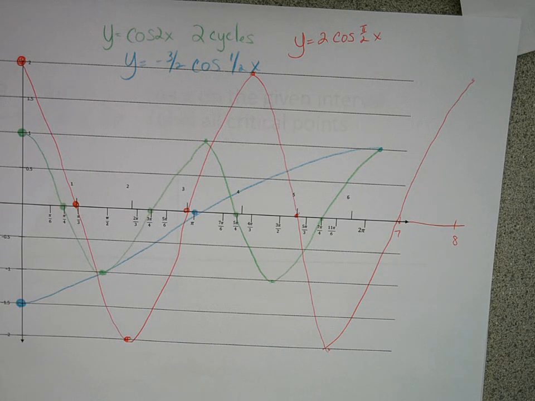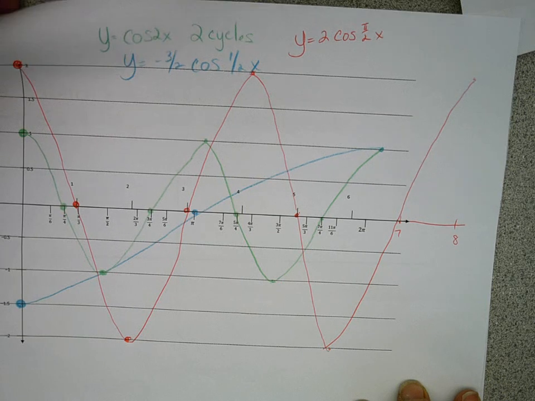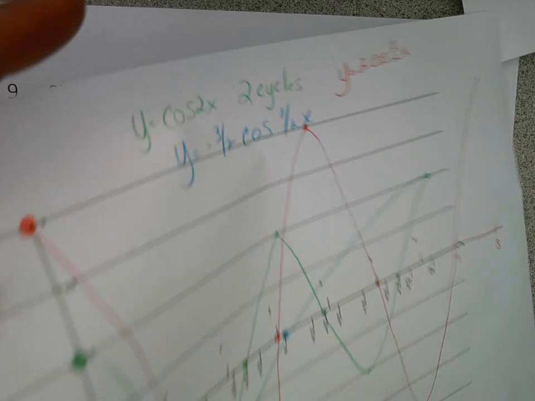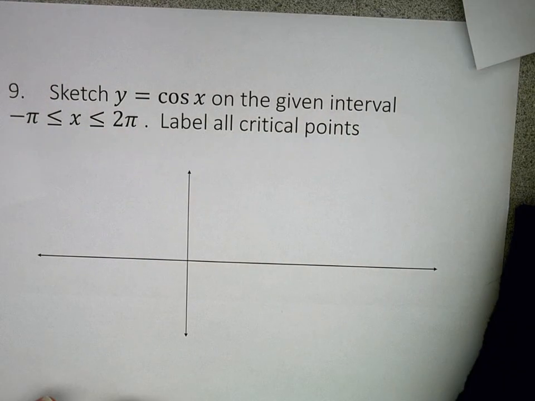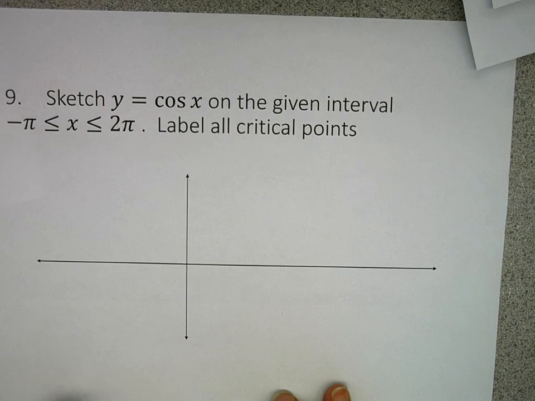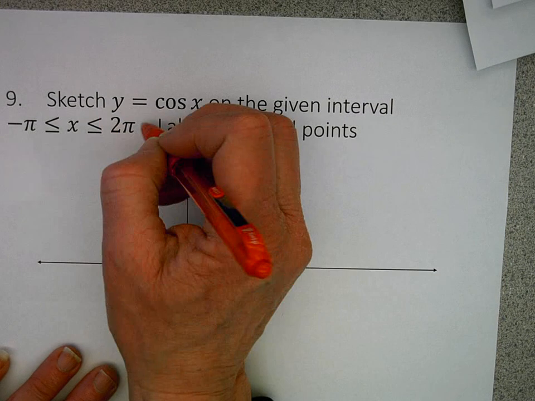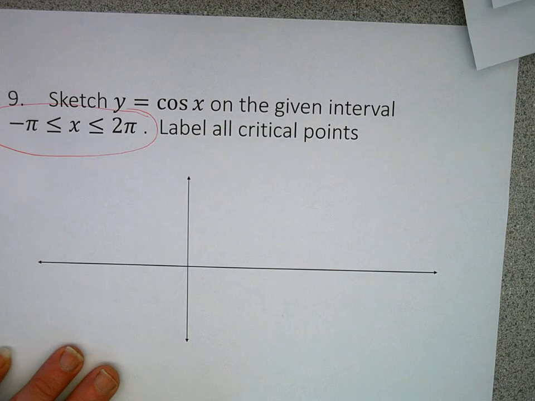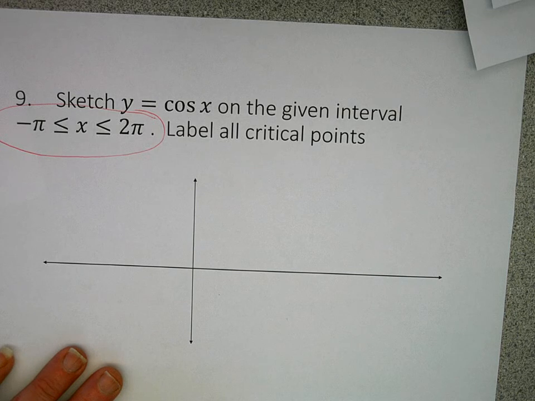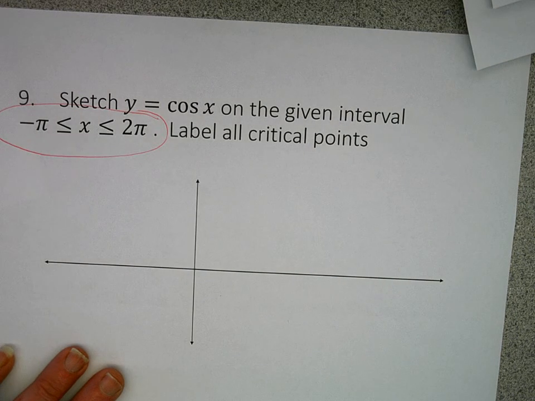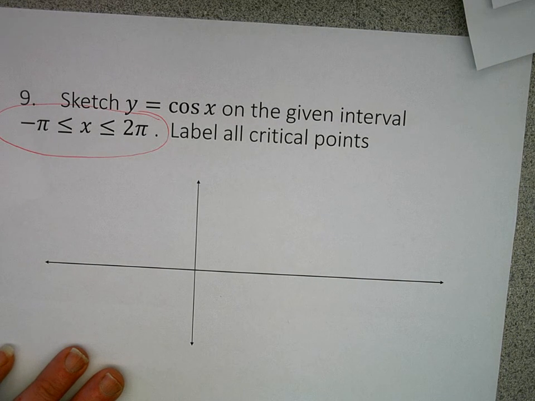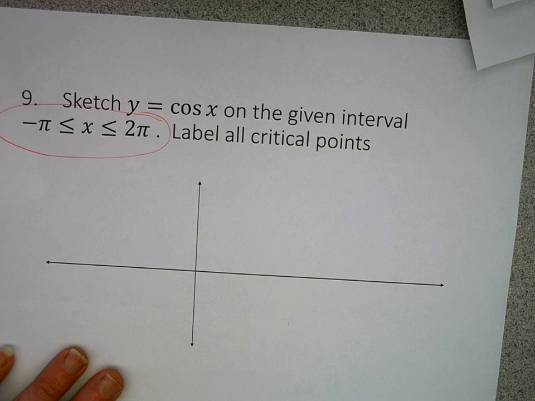Okay, now let's talk about the very last example. Again, this would be on the quiz. It says sketch y equals cosine x on the interval of negative pi to 2 pi. Never done that to you guys. That's where I want your graph to go. Not 2 cycles, not 1 cycle. I don't know how many cycles. I just want your axis to go to that. I would do this normal to begin with.